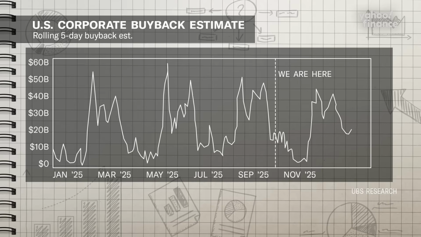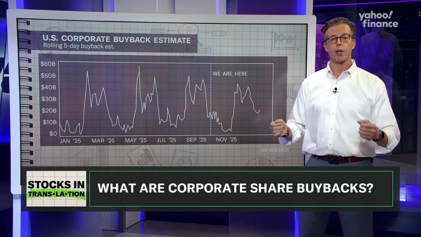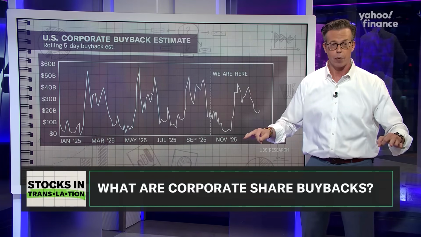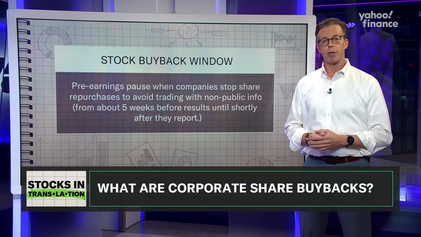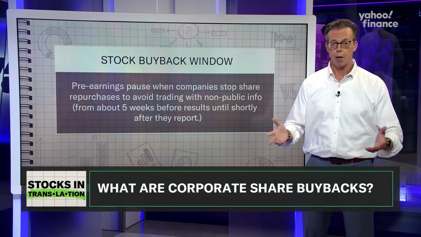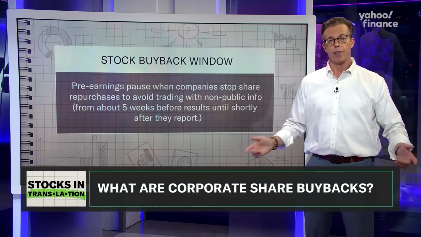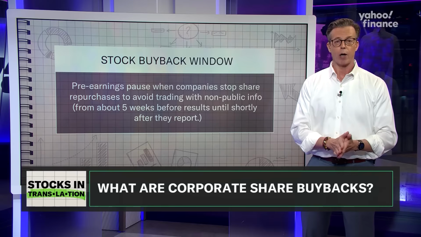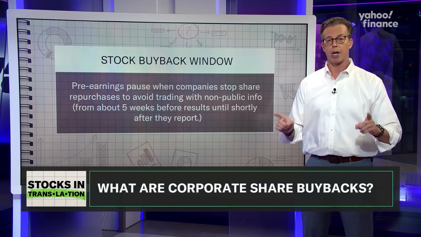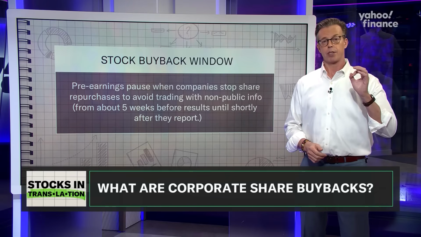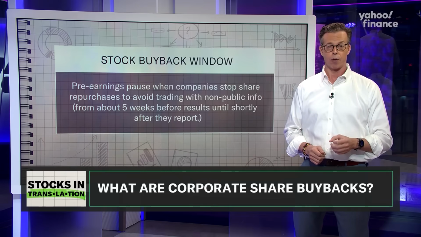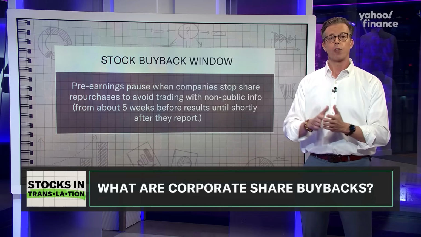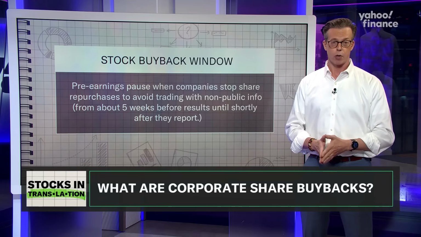Then if you look just to the left of the dotted line, you're going to notice how buybacks have recently dropped off quite steeply. This is because we are now in the buyback blackout window. This is a quiet period before earnings season when many companies pause share buybacks. They do this to avoid trading while they hold earnings results that are not public just yet. Some companies keep a small autopilot running, which is perfectly legal, but overall buyback demand drops noticeably.